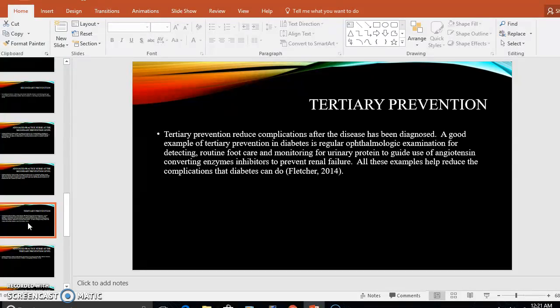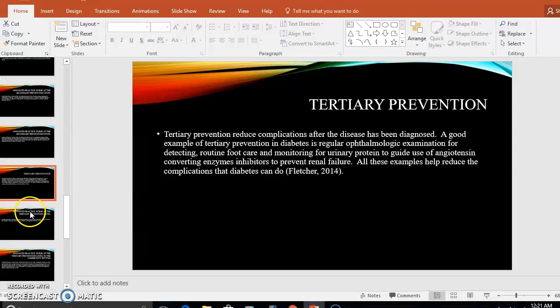Tertiary prevention. Tertiary prevention reduces the complications after the disease has been diagnosed. A good example is when a patient comes to the doctor's office, the advanced practice nurse can examine the foot of the patient who has diabetes to see if there are any sores, open wounds, or pressure ulcers on the bottom of their feet.